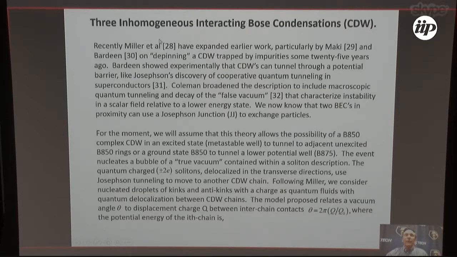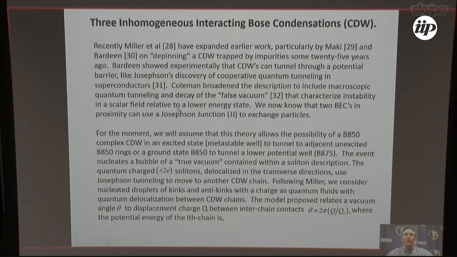Condensates, if we look at Miller and other folks and work by Mackey and Bardeen, charge density wave can trap impurities. And this was something 25 years ago where they tried to work on it and figure out if they could end up with a Josephson-like tunneling in superconductors. And when they did, they realized they stumbled into some of the theoretical physics, high energy physics, quantum tunneling, like Sidney Coleman and decay of the false vacuum, which characterizes instability.